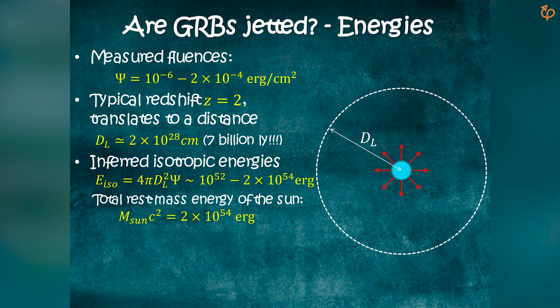Now, to remind you, this event took about 10 seconds. So within 10 seconds, I need to convert the entire rest mass energy of the sun into high energy photons. And this is a little bit ridiculous. So I need to do something to help me. How can I reduce the actual energy in the source? What happens is that probably my translation from the fluence to the energy is wrong.